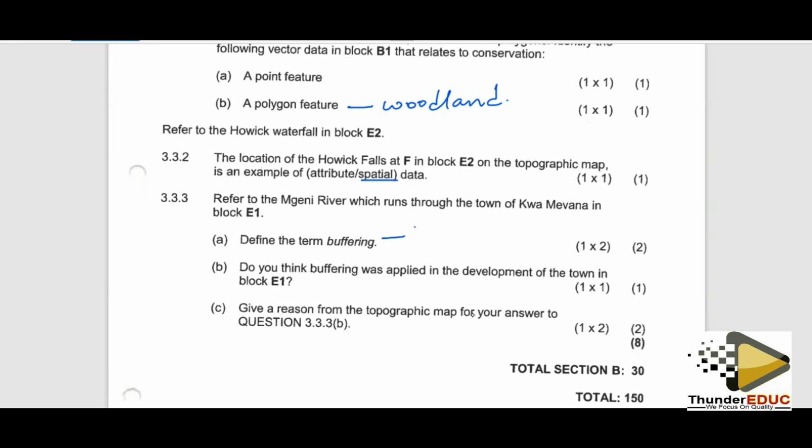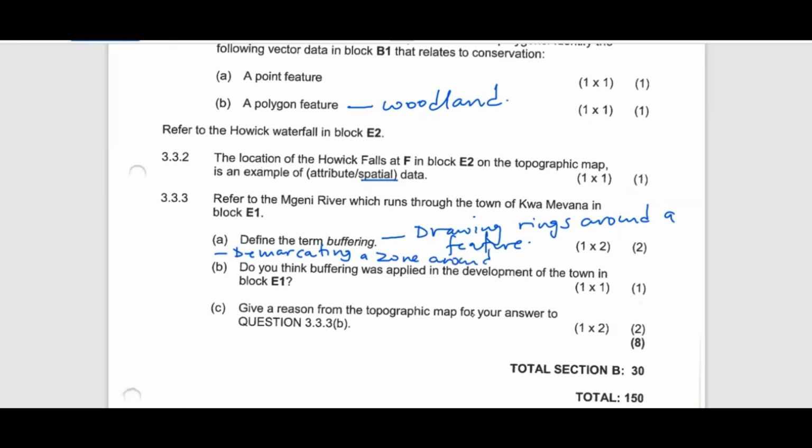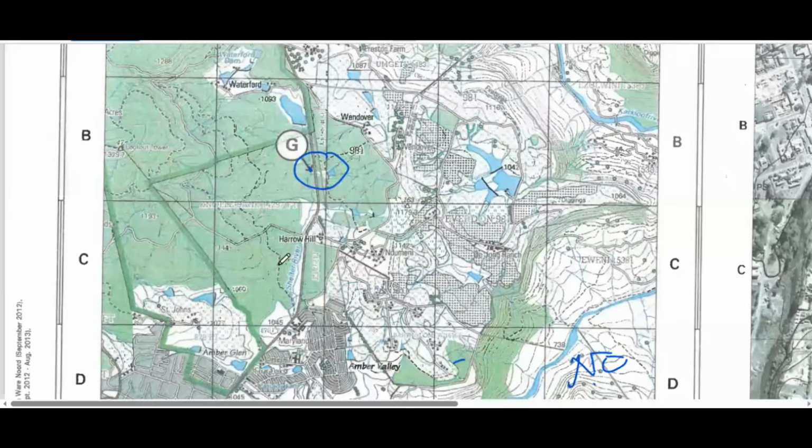This is drawing rings around a feature or demarcating a zone around a feature. Demarcating a zone around a feature, that is buffering. So number B, do you think buffering was applied in the development of the town in block E1? Let's go and check. Block E1.